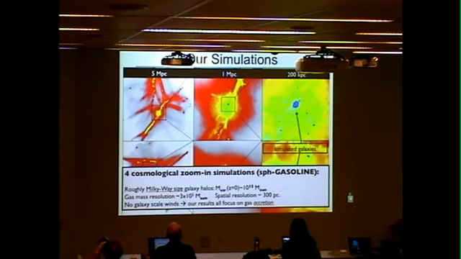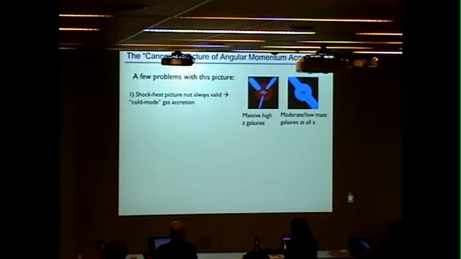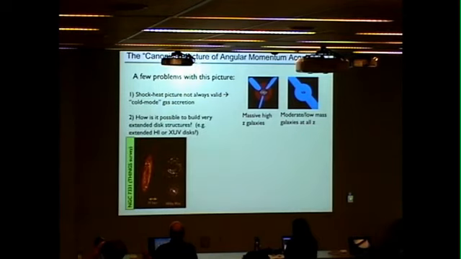Gas resolution, the spatial resolution, is a few hundred parsecs. These simulations are a few years old at this point, which again is why we're going to focus on the same spin as the dark matter. That doesn't really apply anymore. A couple more cuts from the theory side.